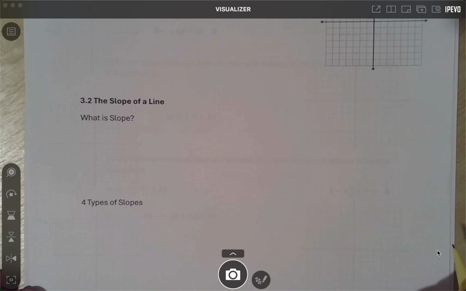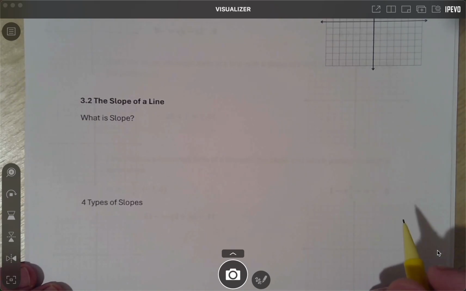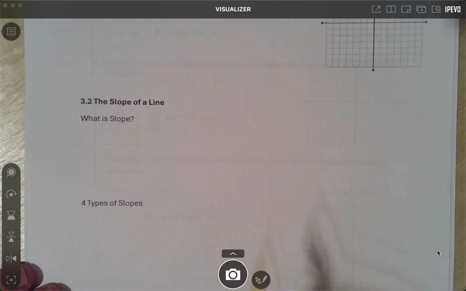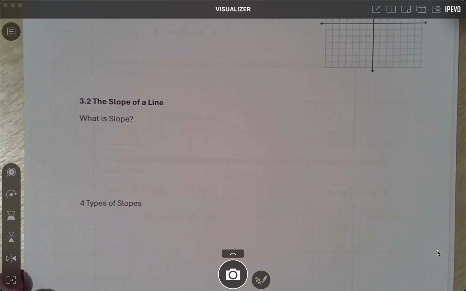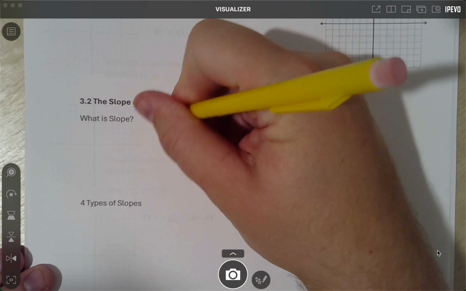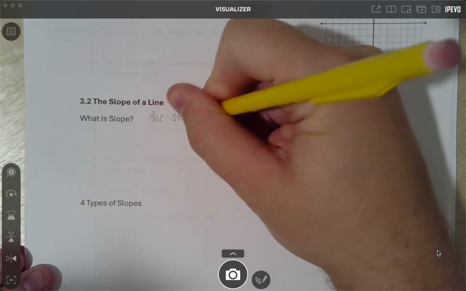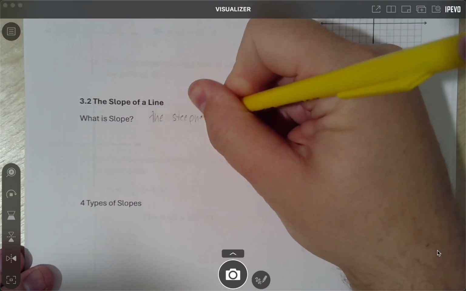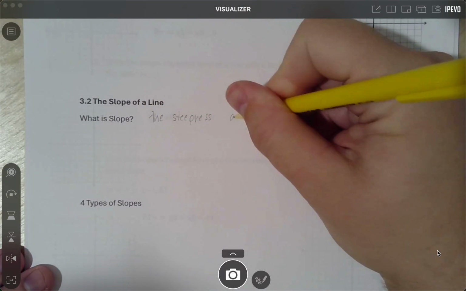Welcome to 3.2, and we're going to talk about slope. Now, in general, and we've kind of already seen slope on some of the lines we looked at in 3.1, but we want to get more specific now and really drill into what slope is. But in general, slope is the steepness of a line.